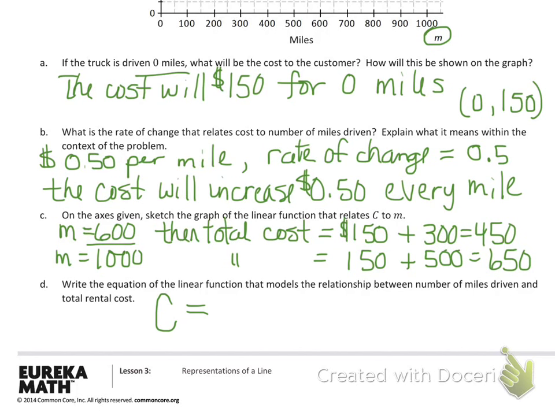So the cost for miles is going to be 1/2 of the total miles driven, M, 0.5M, okay, 50 cents for every mile, plus our initial value of $150. Okay, so there's our linear function relating the miles driven to the cost. So cost is a function of miles driven.